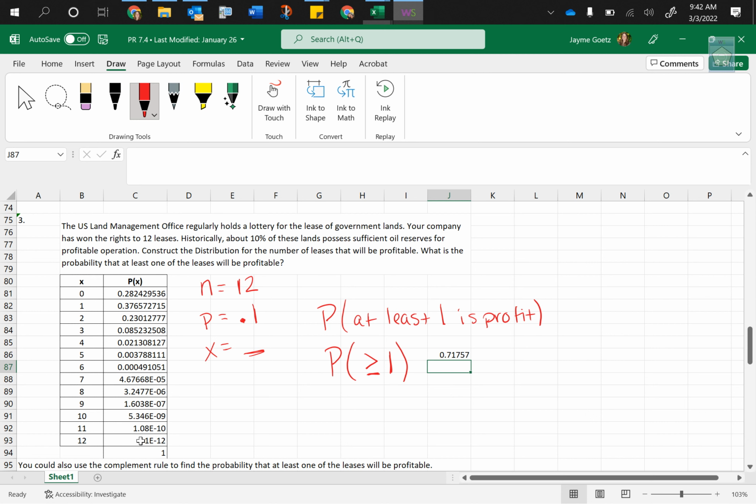Good? Okay, so again, to get that value right there, I took the sum of all of these, and that was the probability that it was greater than or equal to 1. So again, what is the probability that at least one of the leases will be profitable? 0.72, about 72%. So that's not terrible odds. It's likely that it would happen.